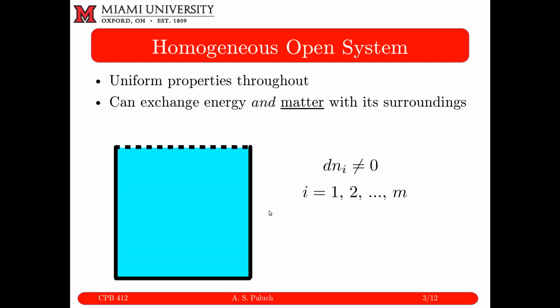Homogeneous open system. Homogeneous, again, if I was to take a sample at random throughout my system, the properties would be the same in every single one of those samples. So the properties are uniform throughout. It's open, and I indicate this with this dotted borderline up here. It's open in that mass or moles can now cross my system boundary. So the mass and moles are no longer constant.